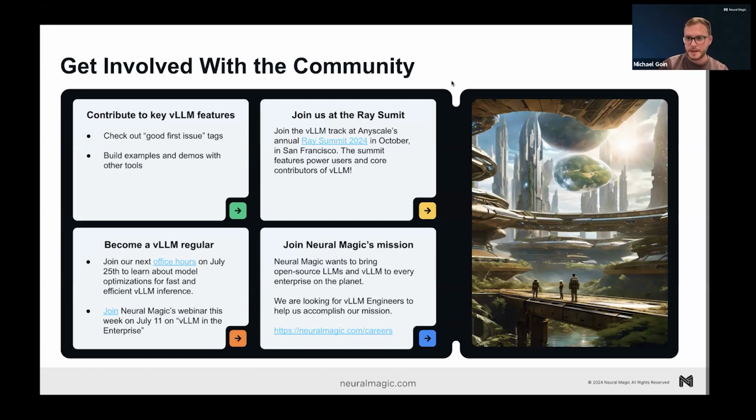The Ray Summit, obviously hosted by Anyscale, is coming in October and has, I think, many vLLM proposals for talks. We haven't finalized the concrete talks yet, but we will soon publish a list, and there's a dedicated track for vLLM with a lot of exciting talks. So yeah, we would love to see you there. Definitely sign up and check it out. I'll definitely be attending.